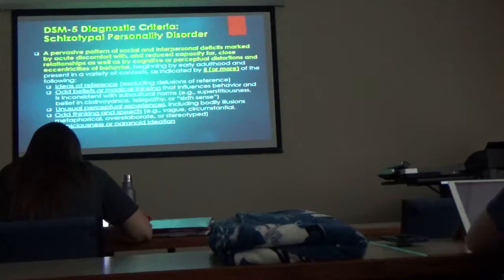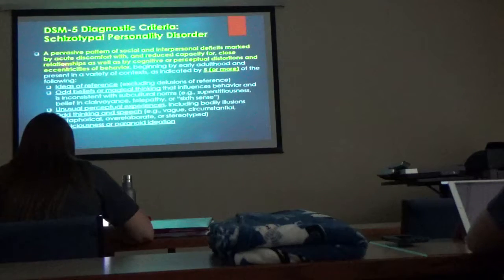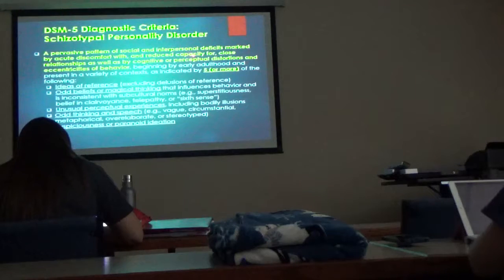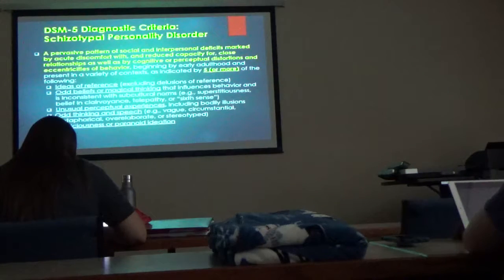This is a little bit more extreme than schizoid: a pervasive pattern of social and interpersonal deficits marked by acute discomfort with and reduced capacity for close relationships, as well as by cognitive or perceptual distortions and eccentricities of behavior. The thing that separates schizoid from schizotypal is this cognitive perceptual distortion and eccentricity. They both have problems with relationships, but it's this other more bizarre piece that you're looking for. So here are the five or more things you have to choose from.